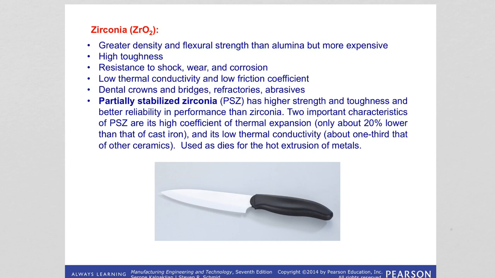So zirconia has good thermal shock resistance, wear resistance, and corrosion resistance. It has low thermal conductivity and a low friction coefficient. Where do we use zirconia? In crowns and bridges, dental applications, right? Refractories, abrasives.